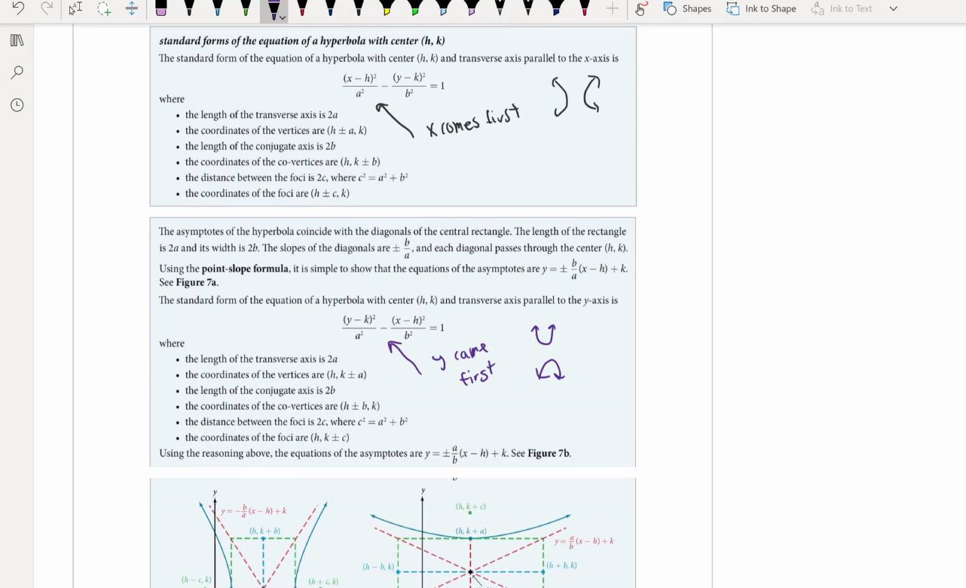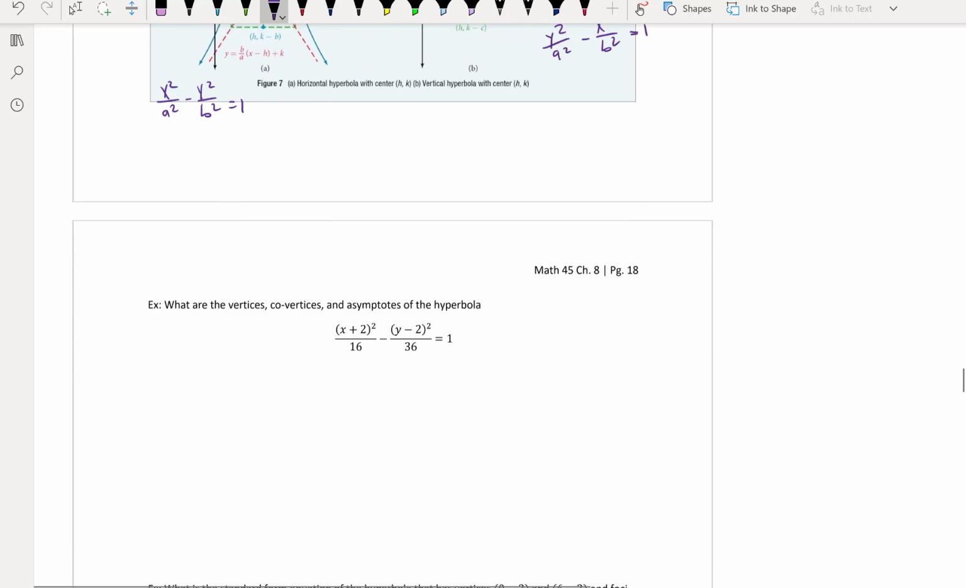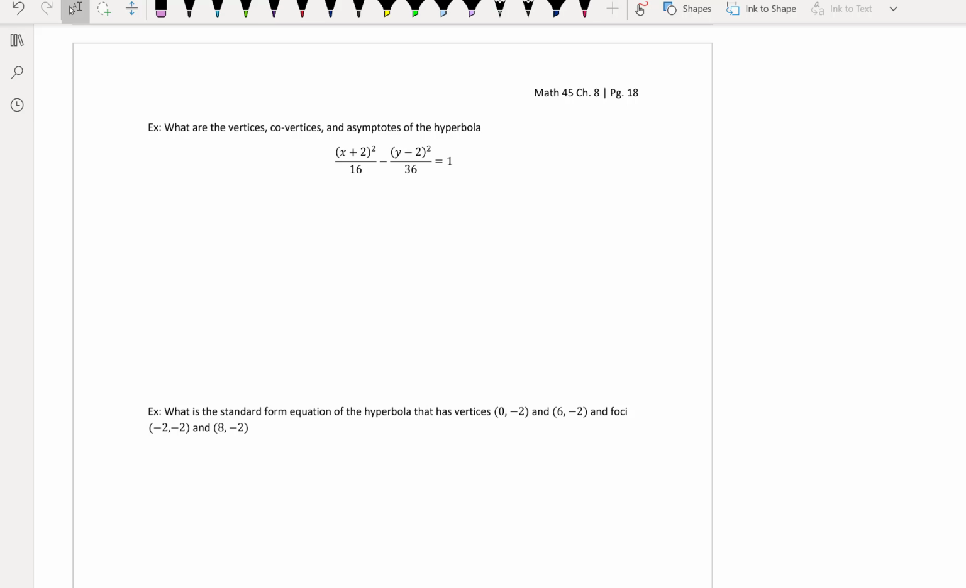Okay. And so here, this one is a hyperbola not centered at 0, where I had the x squared come first. And over here, this is where the y came first. And of course, not centered at 0. Okay, so let's see what they're asking us to do for the first example. For the first example, it says, what are the vertices, covertices, and asymptotes of the hyperbola?